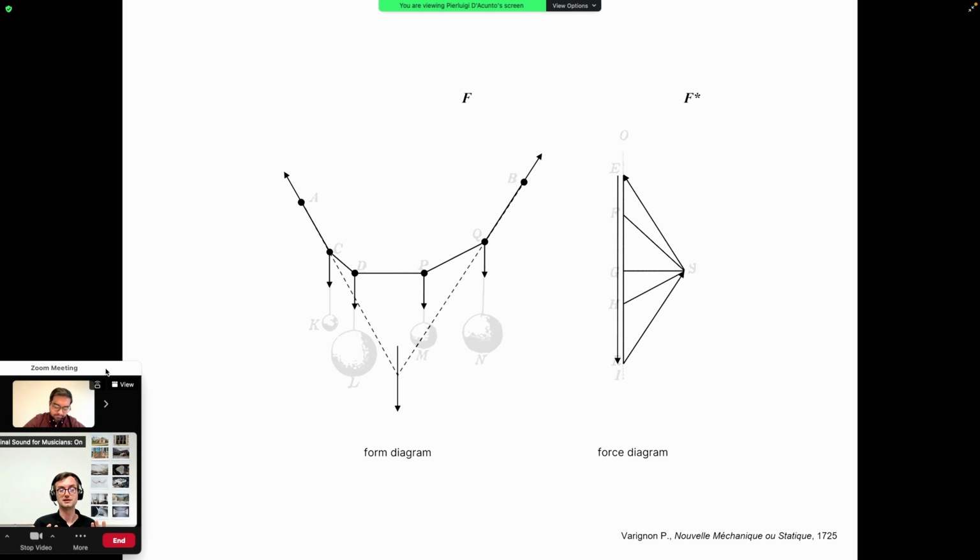Now, what is interesting here is that this tool, we will see later, can be used not just to analyze how big are the forces inside the structure, but also as a generative tool in order to transform and generate new structures that are by definition in equilibrium.